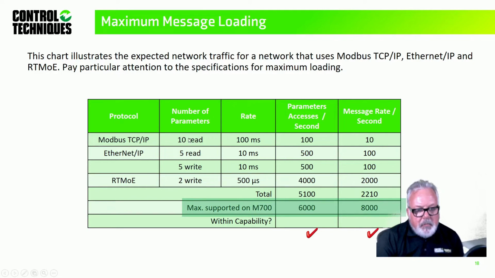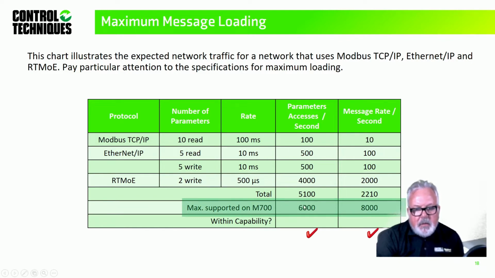So here's the number of parameters, you can see this. 10 read parameters over Modbus, right, at a rate of 100 milliseconds. So that becomes 100 parameter accesses per second. So that's 10 messages per second, right? So you have parameter accesses per second and message rates, and here are the maximums.